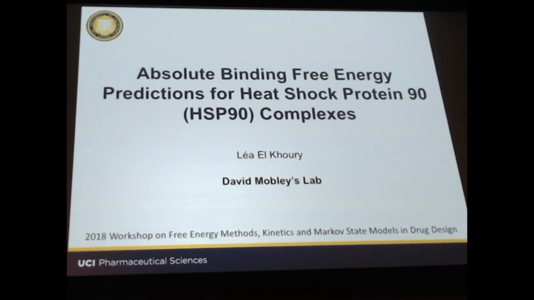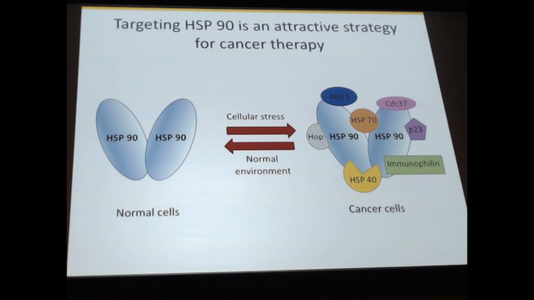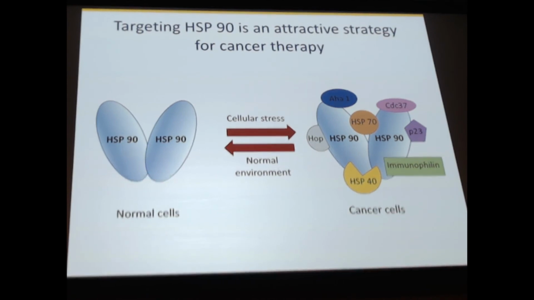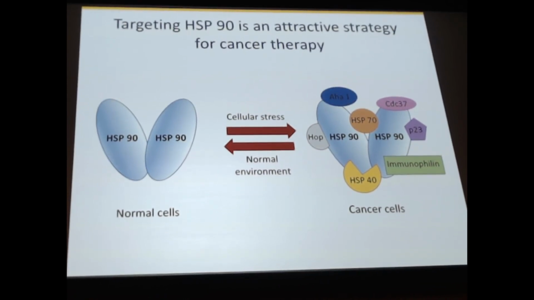Good afternoon, everyone. Today I will present the work we've done on heat shock protein 90, or HSP90, complexes. HSP90 is a molecular chaperone and one of the most abundant proteins expressed in cells. In normal cells, it helps in the proper folding of proteins and the degradation of damaged proteins. Under stress conditions, such as heavy metal or heat, it interacts with co-chaperones to form a superchaperone complex, which recognizes and stabilizes oncogenic proteins, such as protein kinases and transcription factors. Therefore, HSP90 has become one of the most important targets for new types of anti-cancer drugs.